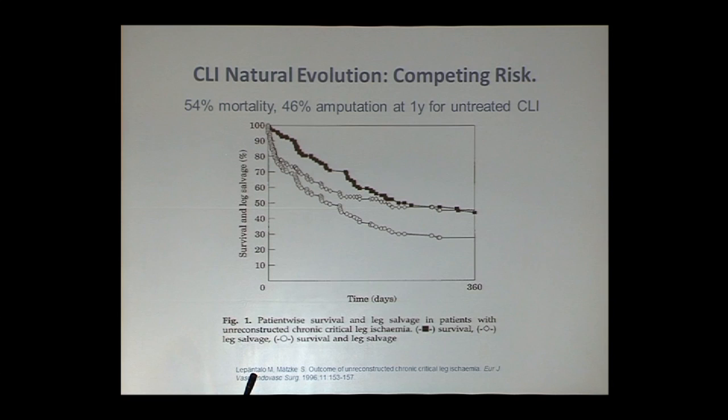Now, this is a rather old study, but I like it because it emphasizes what I wanted to point out to you, that we have to be very careful for both of these things, and they have equal opportunities of happening.